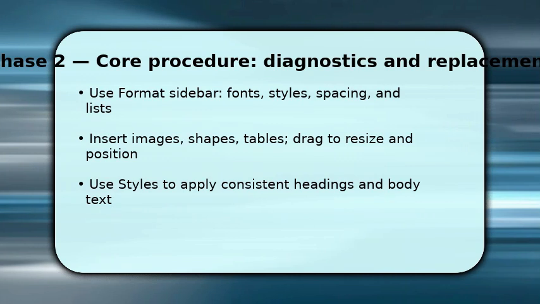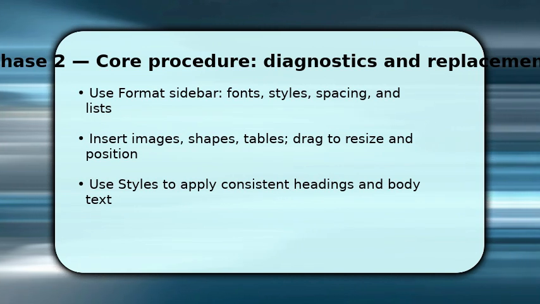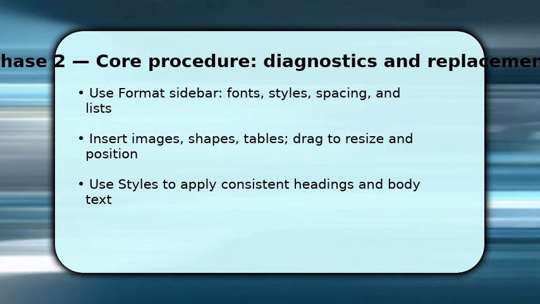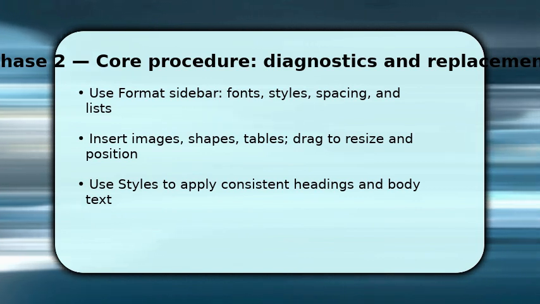Now you edit content and structure. Use the format sidebar to change fonts, styles, spacing, and lists so your document reads clearly. Insert images, shapes, and tables, then drag to resize and align. Snapping guides help precise placement. Use paragraph and character styles to maintain consistency across the document, because consistent styles save time when you redesign later.